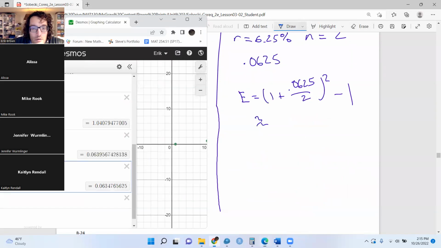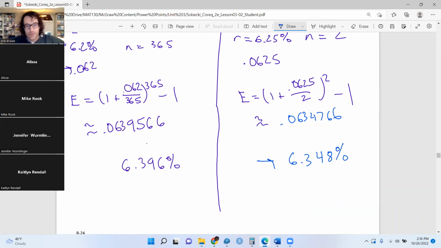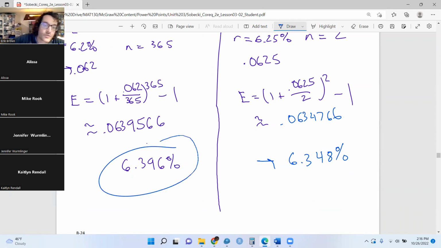Okay, so what was that? 0.06, 63, 47, 66. So the interest rate is 6.348 if I round it to whatever those amounts of decimal places. So I was wrong. This is better. Higher interest rate. Excellent, excellent. Thank you, Jennifer.